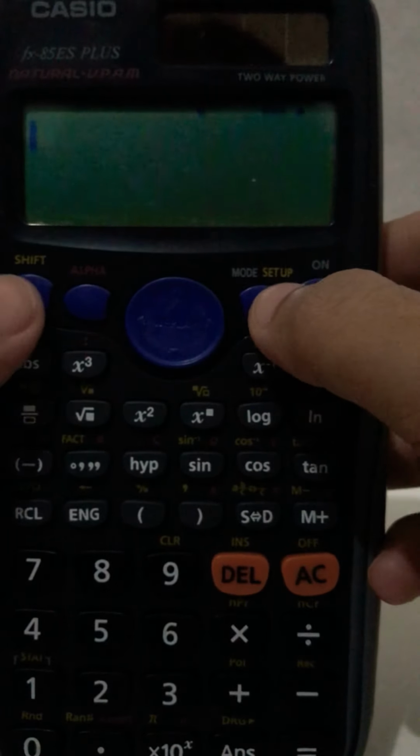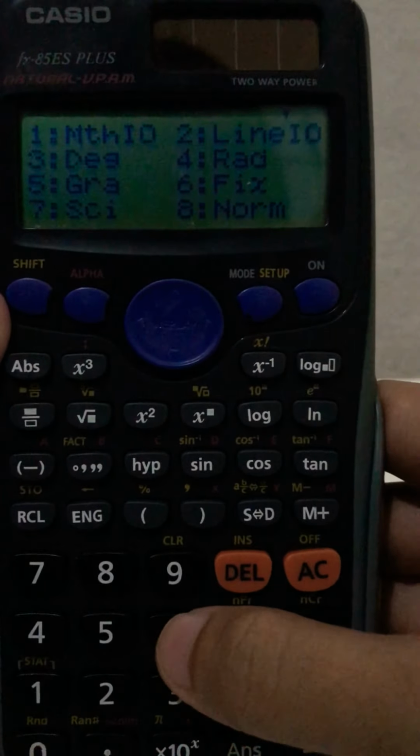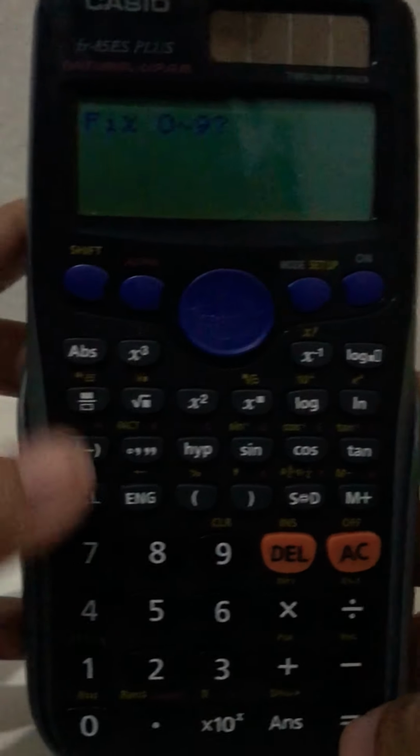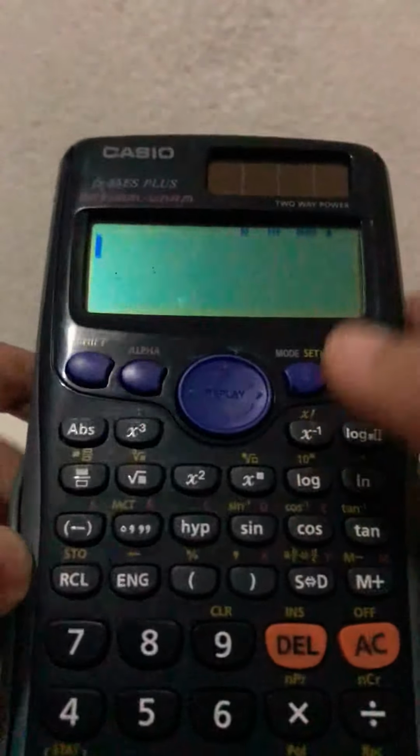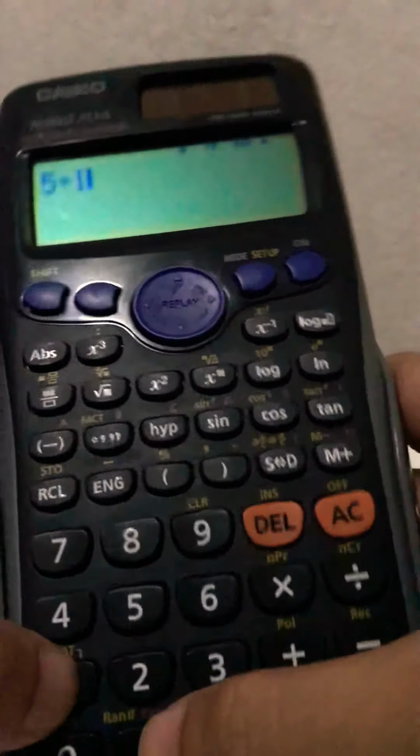Same thing, shift, setup. Fix is number 6. Then 4 decimal places. There, fix. 5 divided by 1.71.